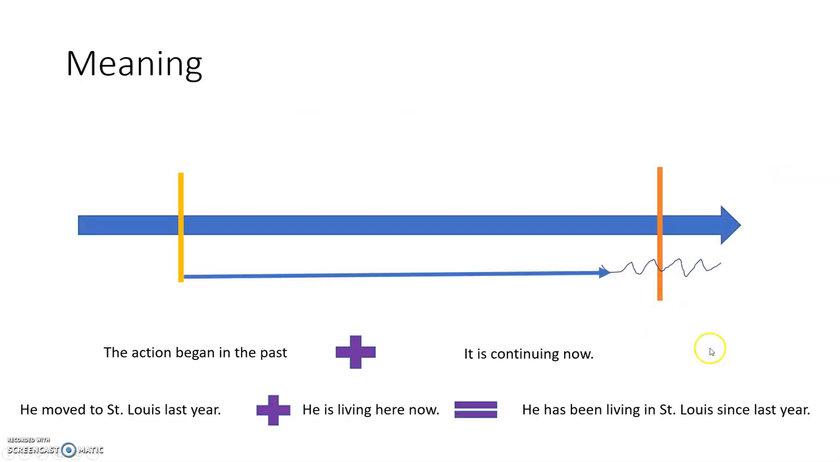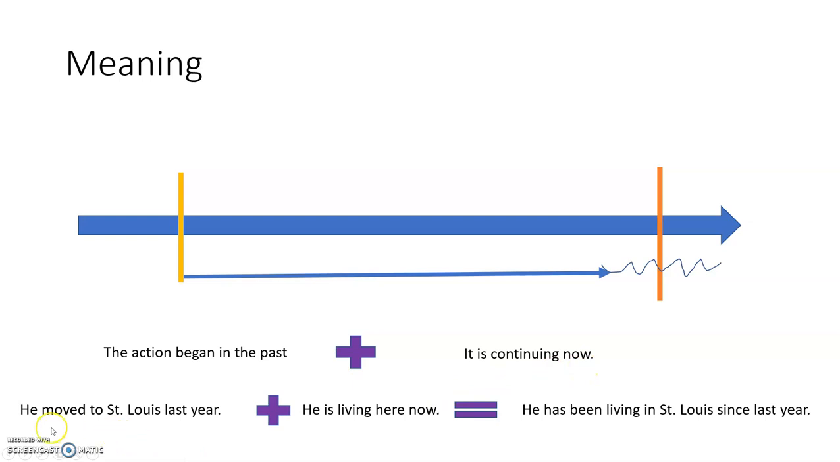Here's a diagram of the meaning with the timeline. So the orange line is now, and we're talking about an action that started in the past and continued. And it's continuing now. So it's kind of like two ideas in one. The action began in the past, plus it's continuing now.